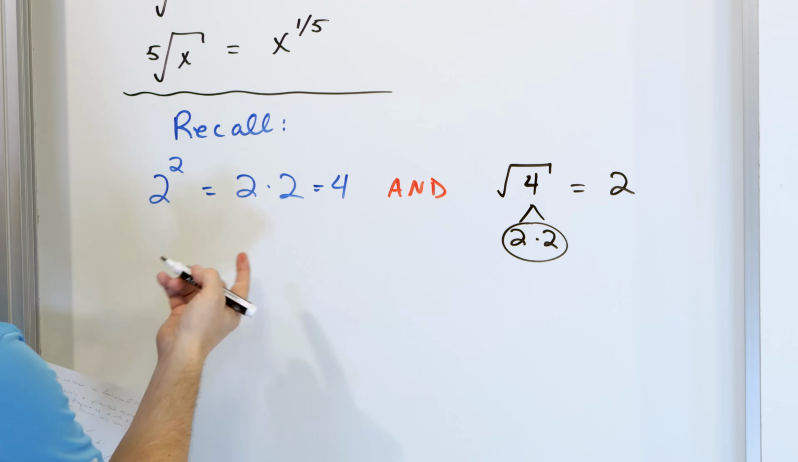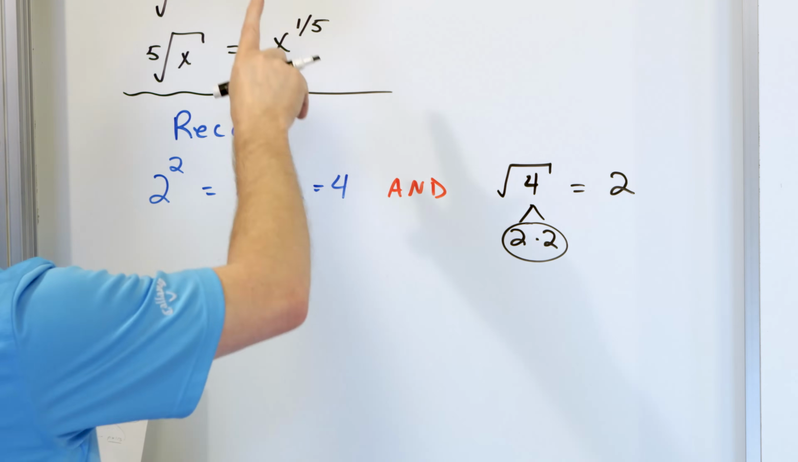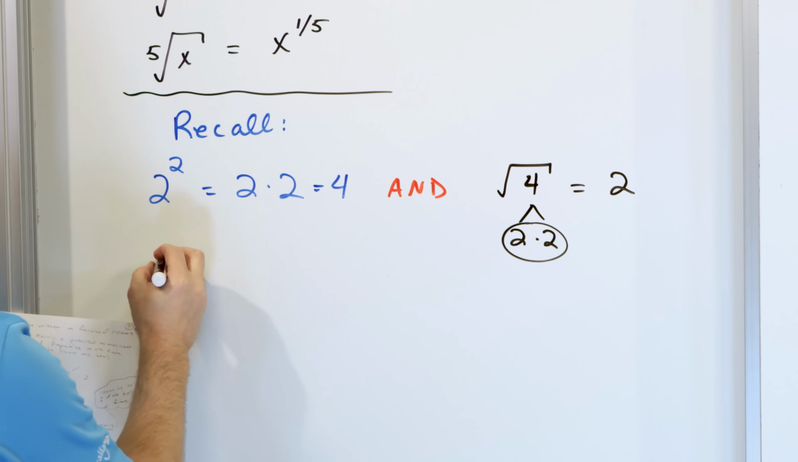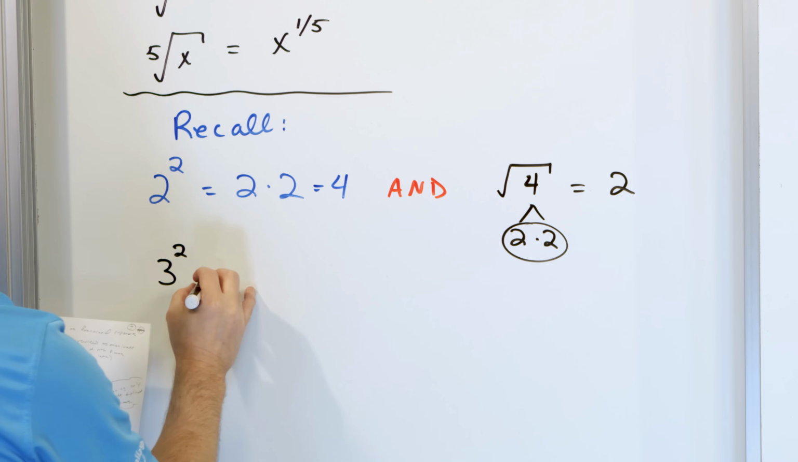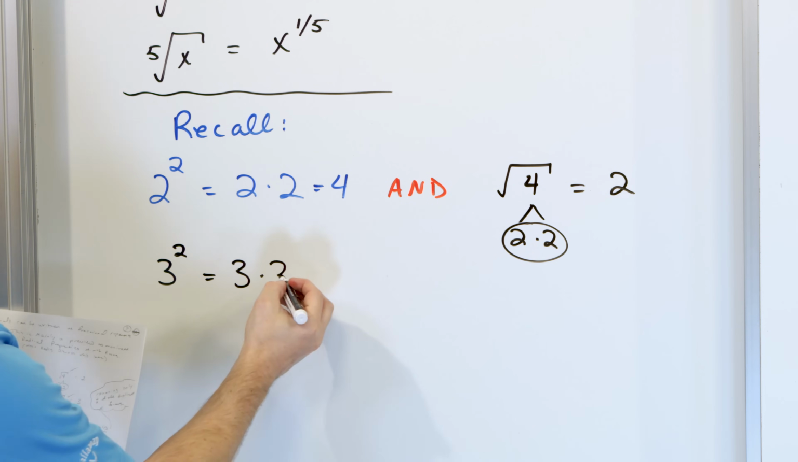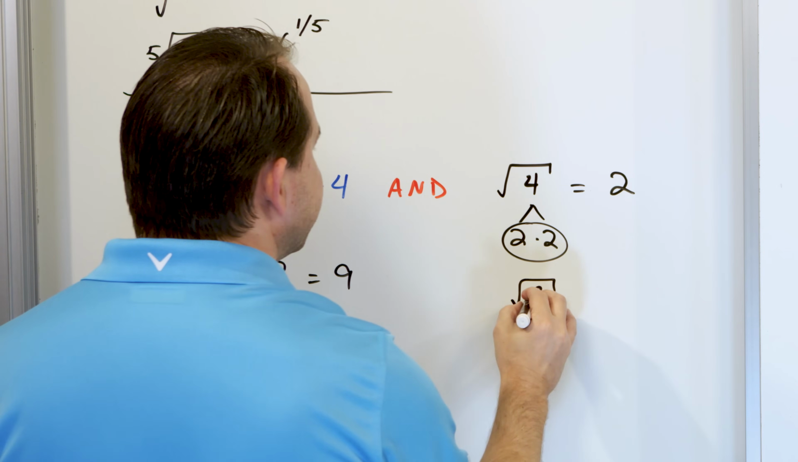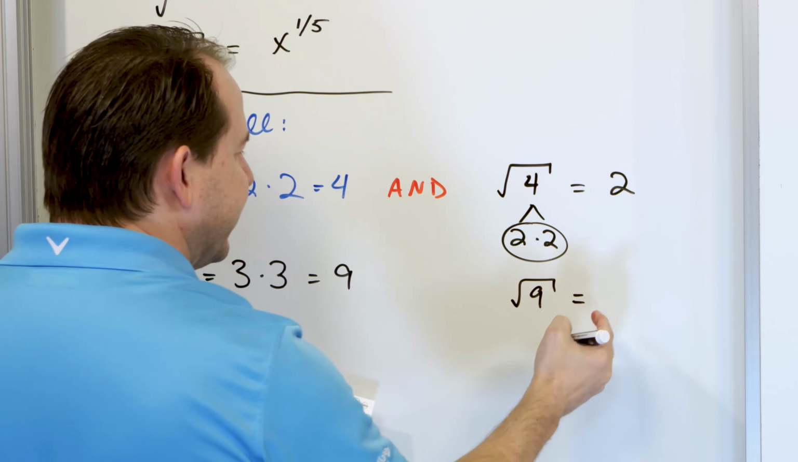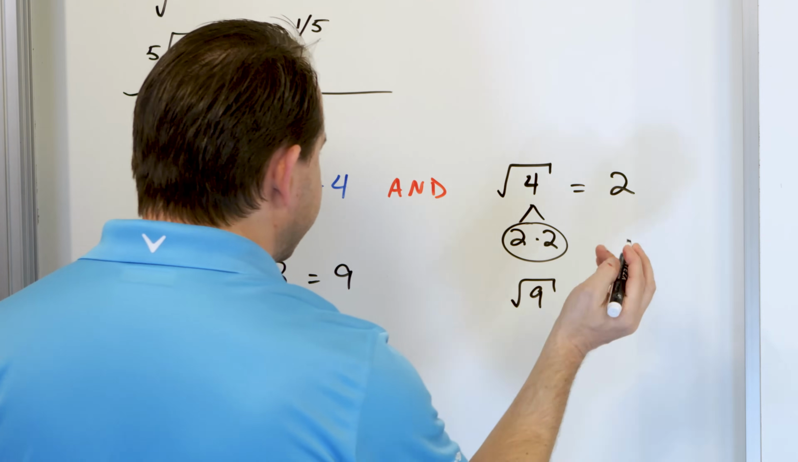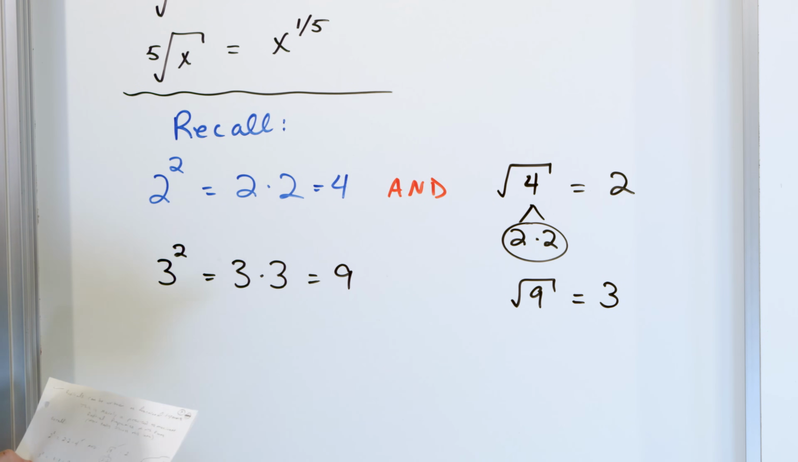Let's do one more. I know this is review, but it's important to draw the parallel. We're going to get to the fractional exponents in a second. 3 squared is what? 3 times 3, which is what? Equal to 9. And you also now know that the square root of 9 is 3. You write it as 3 times 3, you pull the pair out, and you get a 3. Okay, you all know that.